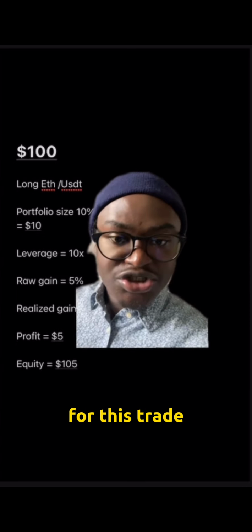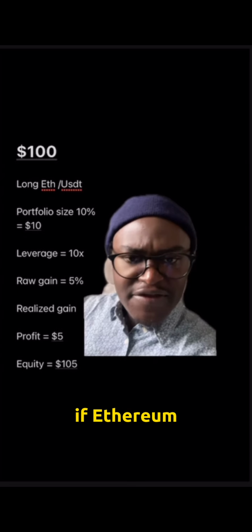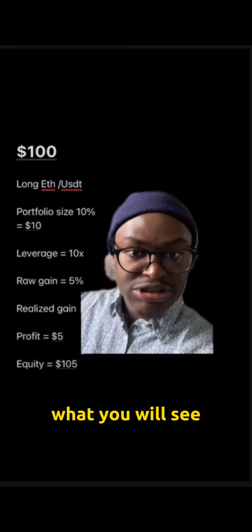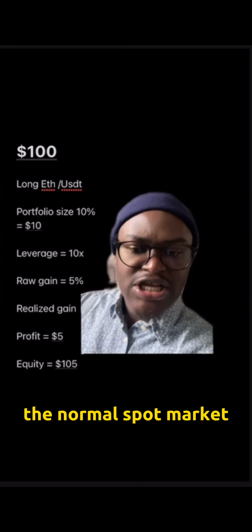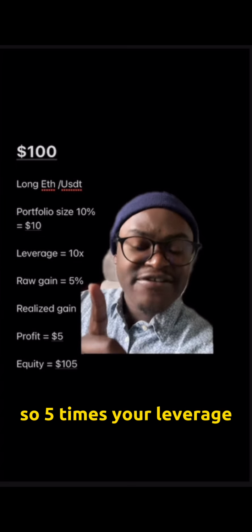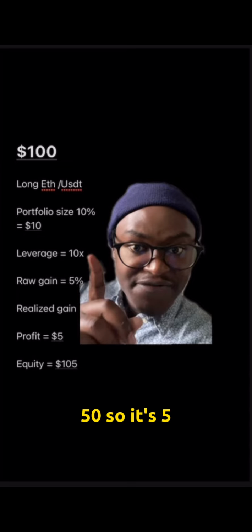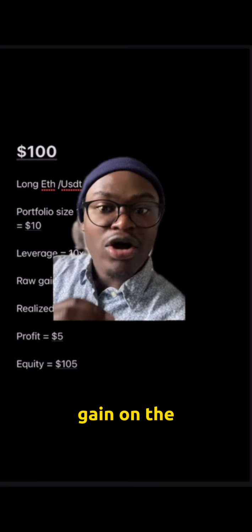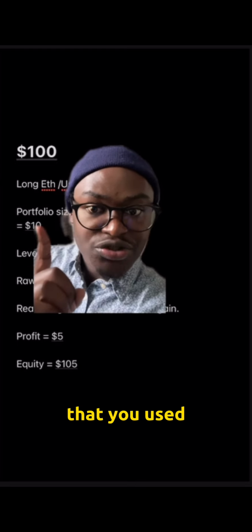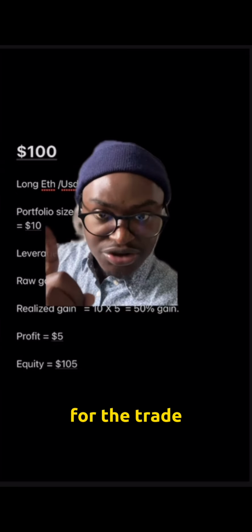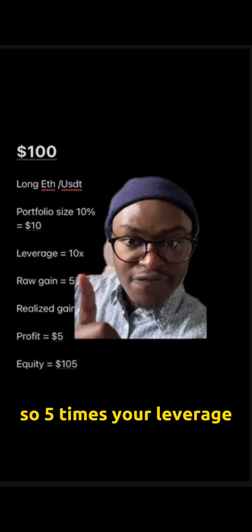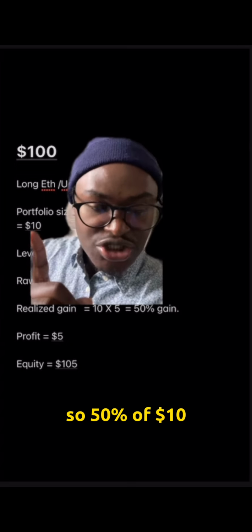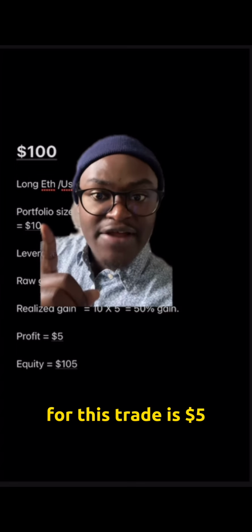So let's say your leverage for this trade is 10x. It means if Ethereum goes up by 5%, now this will be the raw gain of Ethereum, what you will see in the normal spot market. It will go up by 5%, so 5 times your leverage, which is 10. So it's 5 here times 10, so it's a 50% gain on the initial capital that you used for that trade. So you used $10 for the trade. It went up by 5%, so 5 times your leverage, which is 10, so 50% of $10. So your gain for this trade is $5.